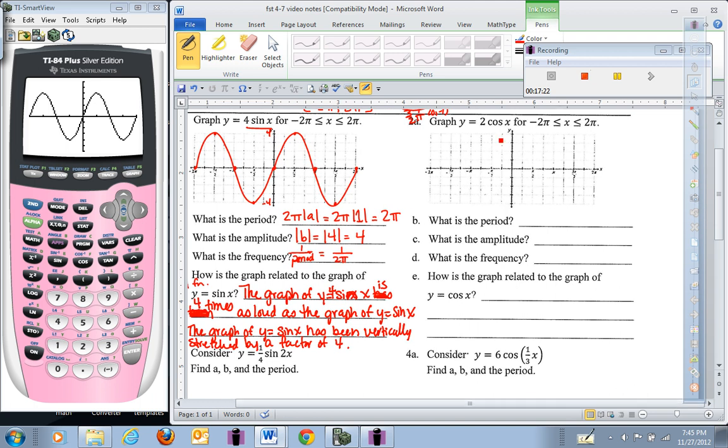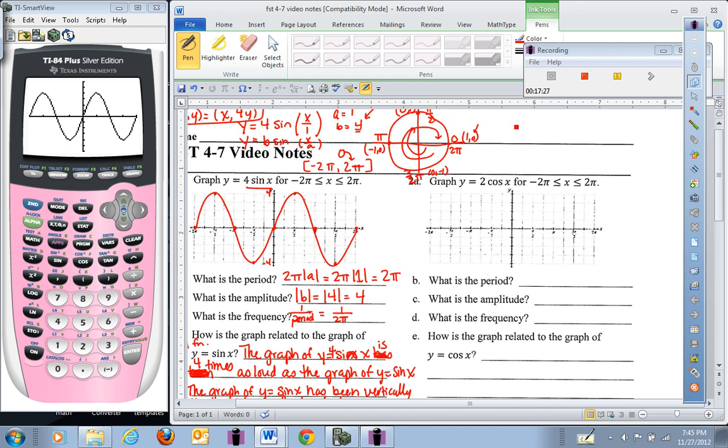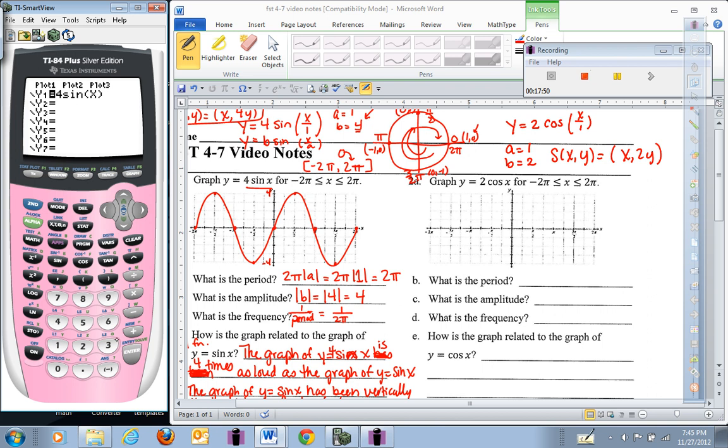All right, let's work on 2 cosine x. So if we were to take that and look at y equals 2 cosine x over 1, the a value again would be 1 and the b value again would be 2. So the rule would be s, x comma y, equals 1x comma 2y. This time it's going to be part of a cosine function though. So if we wanted to look at that, we could just look at the graph of it here. I'll change this to a 2 and I'll change this to a cosine. Okay. It's going to go as high as 2 and as low as negative 2 on the amplitude.